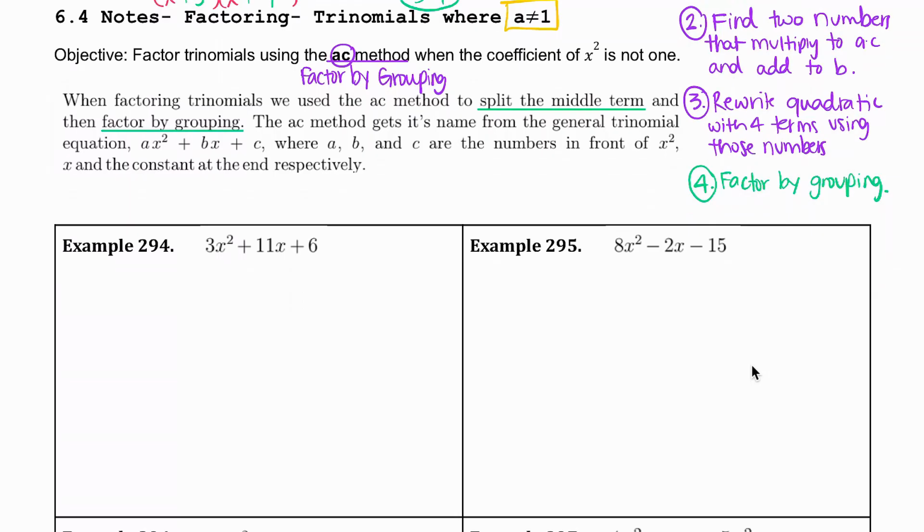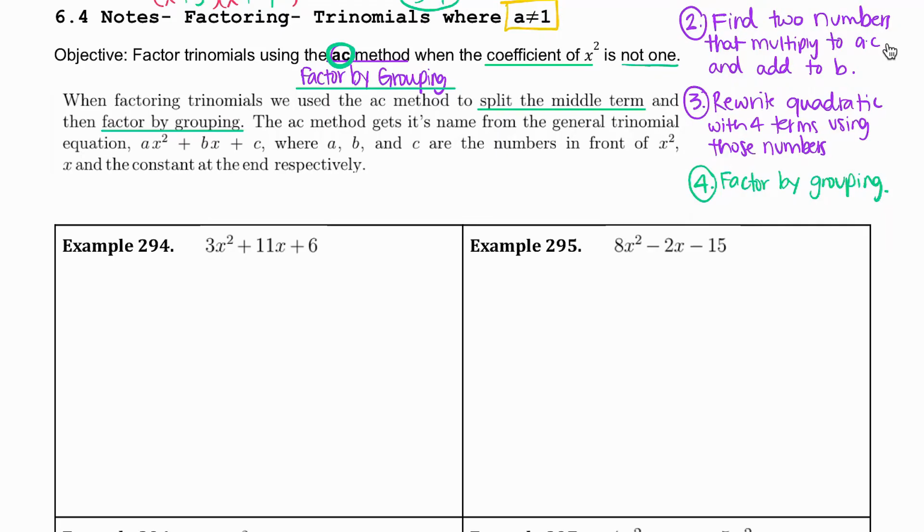So you'll hear this called a couple different names. We're going to factor it using the AC method. I usually just call it factor by grouping, which we have seen before. And we have to use this anytime our coefficient of x squared is not 1. Whenever we have a number in front of our x squared that's not 1, and we cannot take it out using a greatest common factor.